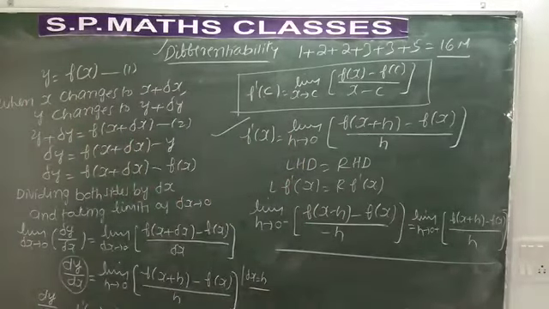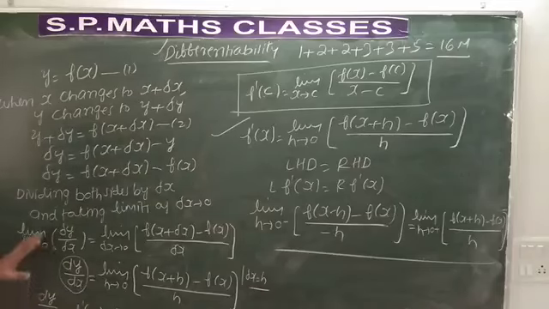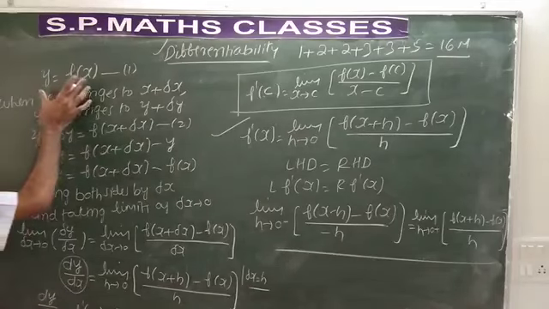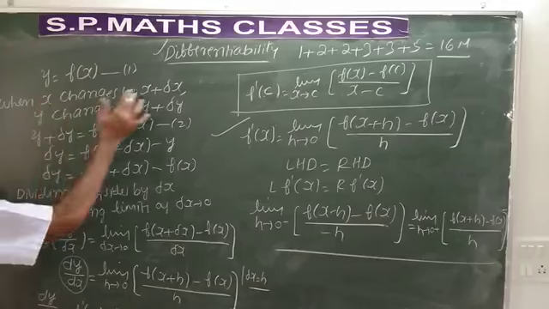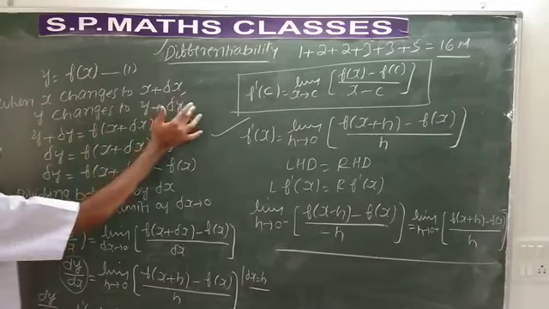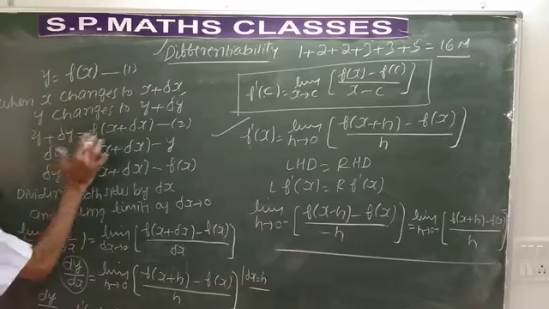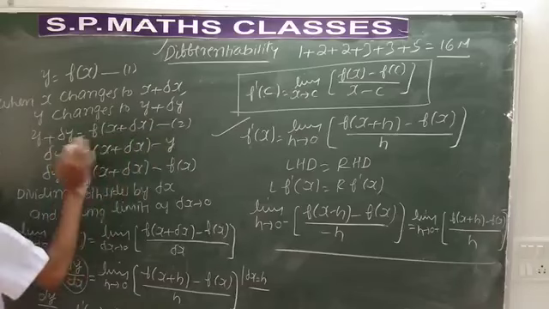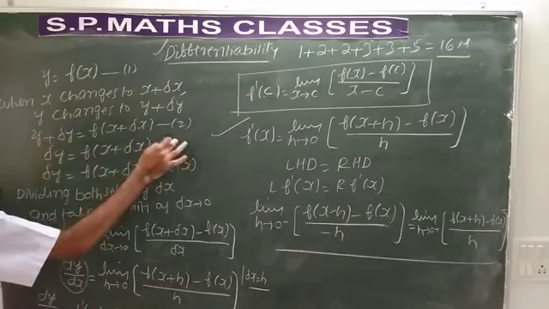So remember students, first we have considered y is equal to f of x. When x changes to x plus delta x, y changes to y plus delta y. Y plus delta y is f of x plus delta x. When we take y to the right hand side, y is f of x.